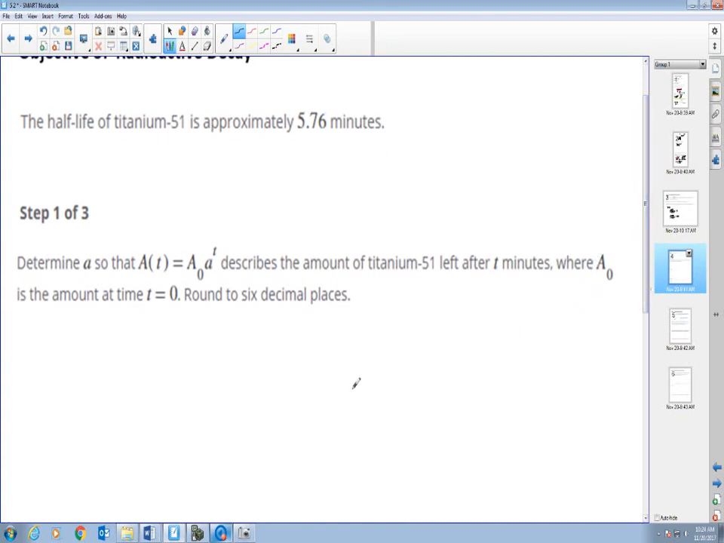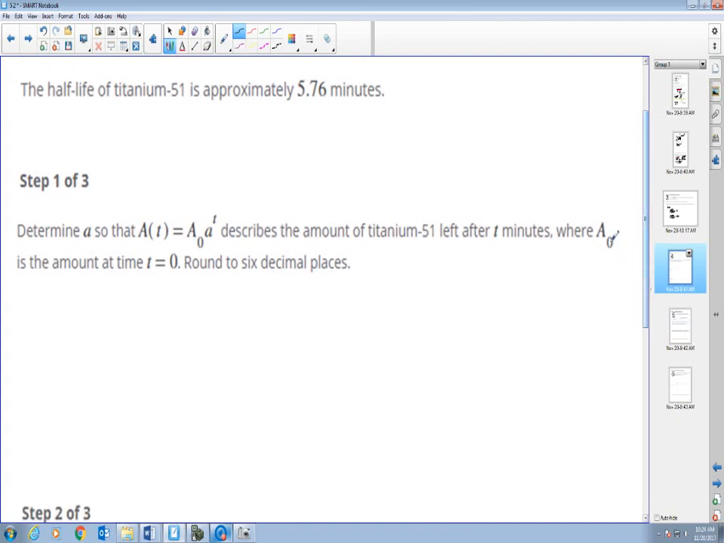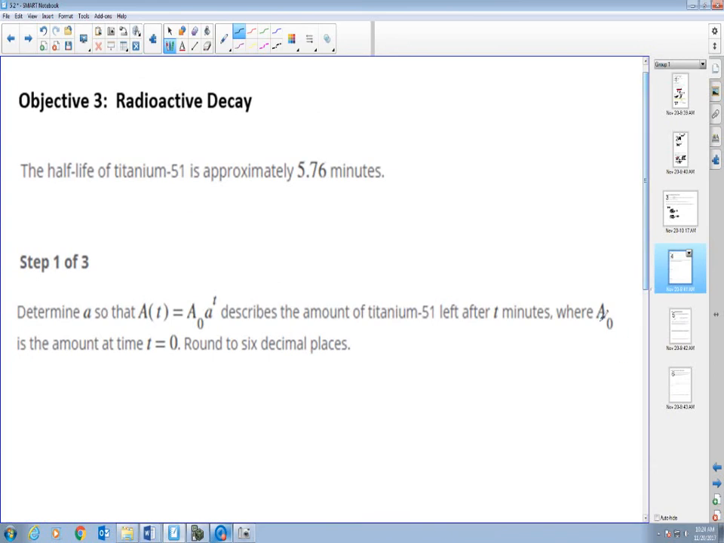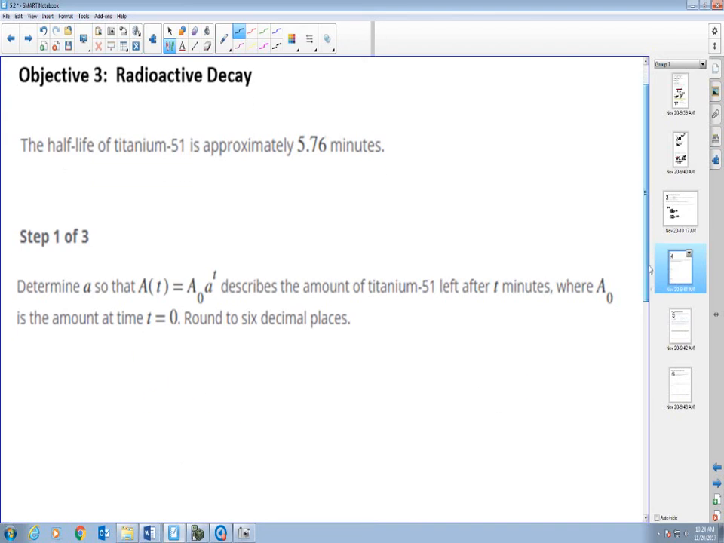So it's weird, for any substance, the initial amount is not really saying it's 100%. Radioactive decay is a way for us to date back how old something is, by knowing the half-life of a particular substance.